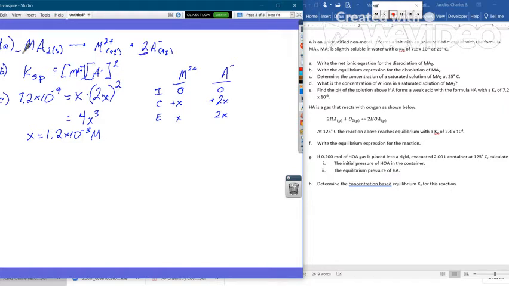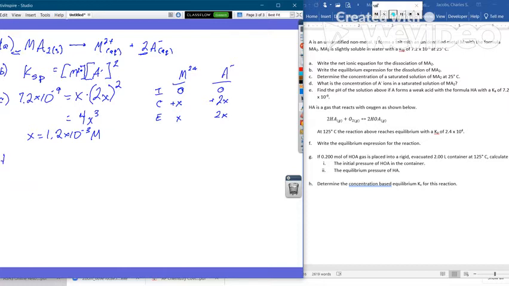Notice a 2 there, no coefficient over here. So if that were the case, we would double this value if it asks for the concentration of A in the solution once it was saturated. All right, letter D, what is the concentration of A ions in a saturated solution of MA2? Whoa, holy moly, I just predicted the future.